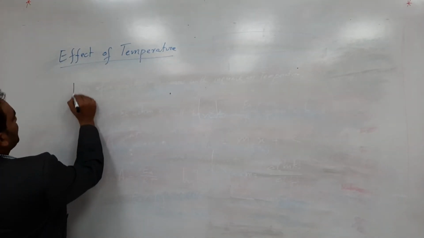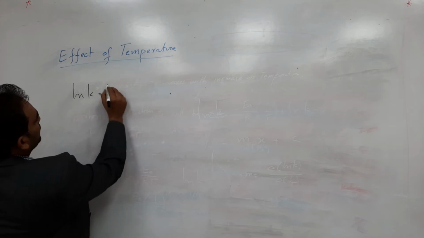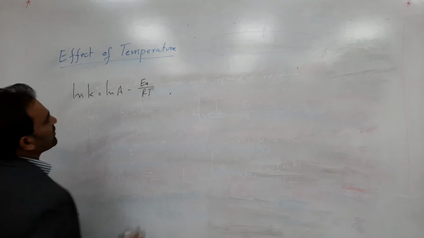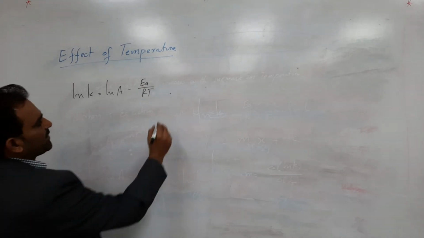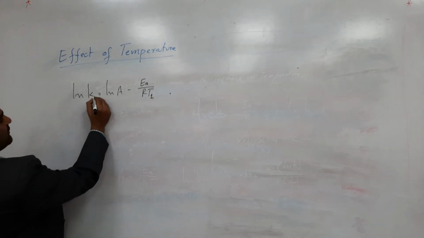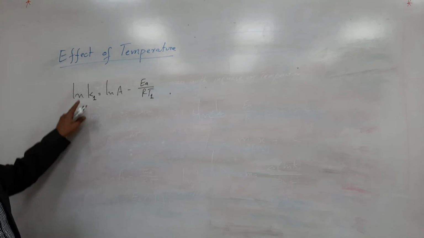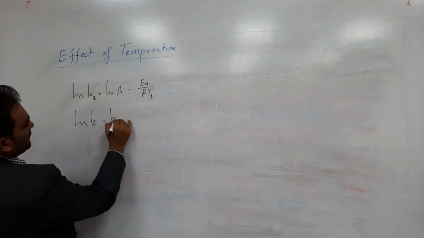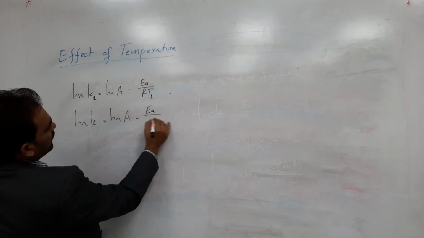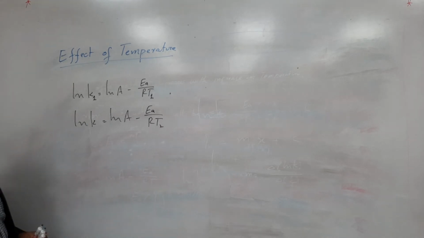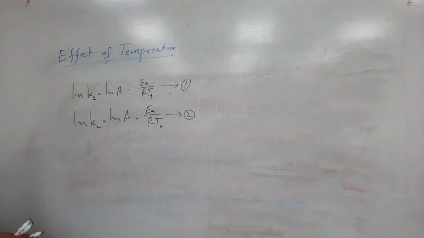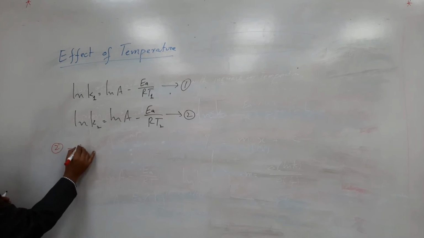Suppose we have this equation, natural log of K is equal to natural log of A minus EA over RT. Suppose you have temperature T1 and this part is K1. Now you have natural log of K2 equals natural log of A minus EA over RT2, at a different temperature, the rate will be different. Now this is your equation 1 and this is your equation 2. Now 2 minus 1.